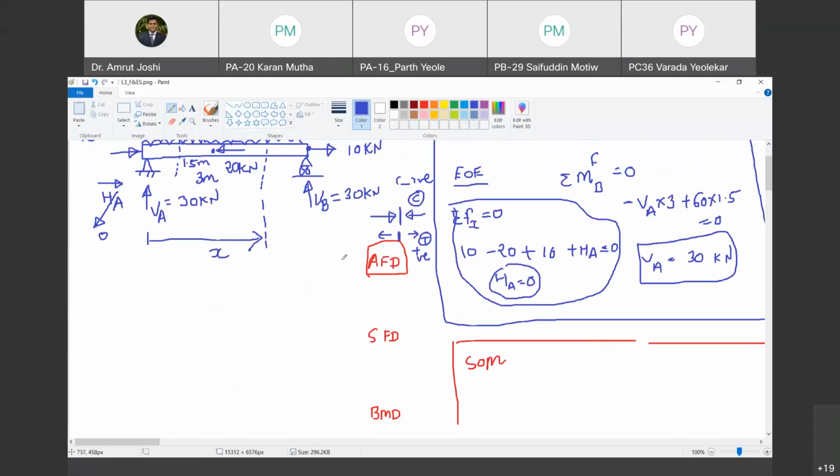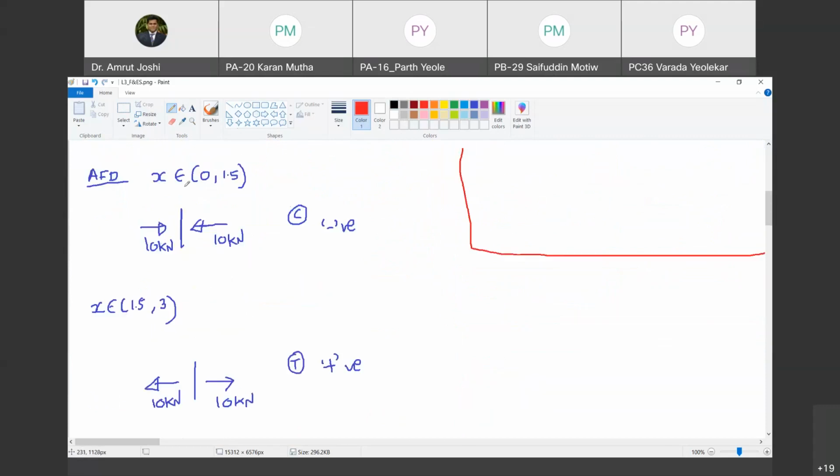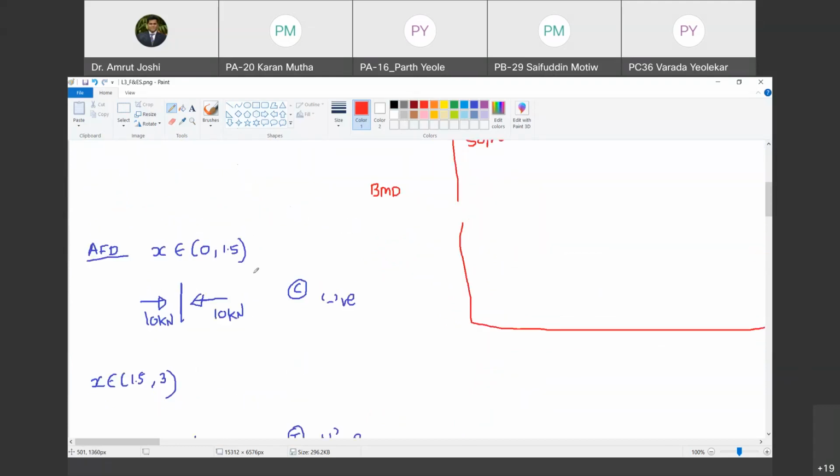Now we are going to plot the axial force diagram. So how does this axial force diagram look like? I'm going to mark all the important points. This is point B. This is point A. And this midspan is point C. Agreed? Are you with me? Yes, sir. Okay. Now, for a section anywhere between 0 to 1.5, the axial force is 10 kilonewton.